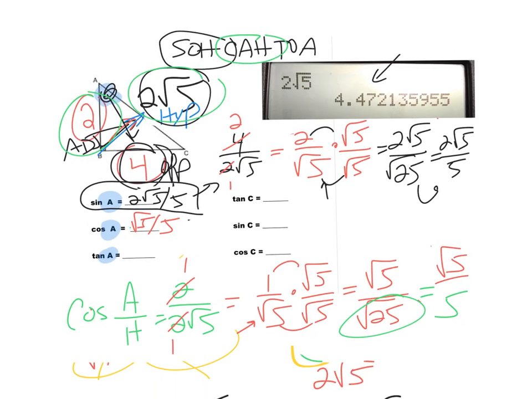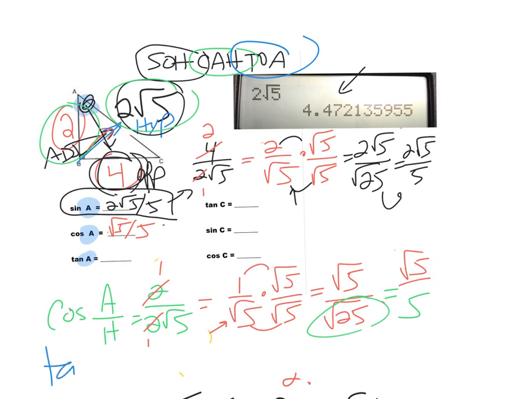Finally, the tangent of angle A. The tangent is the TOA, the opposite over adjacent. So here the opposite is 4, the adjacent is 2, and 4 over 2 is just the number 2. So there we did the sine, cosine, and tangent of angle A.